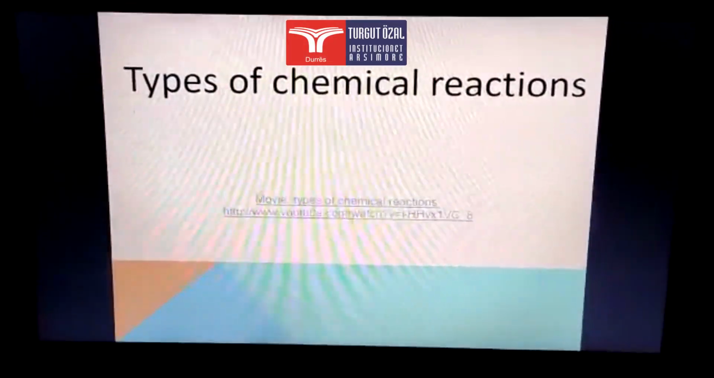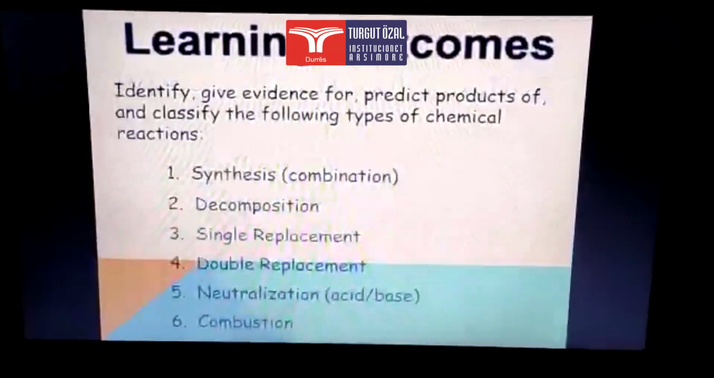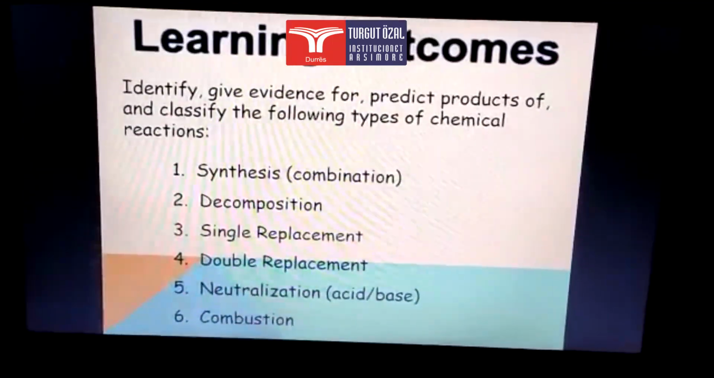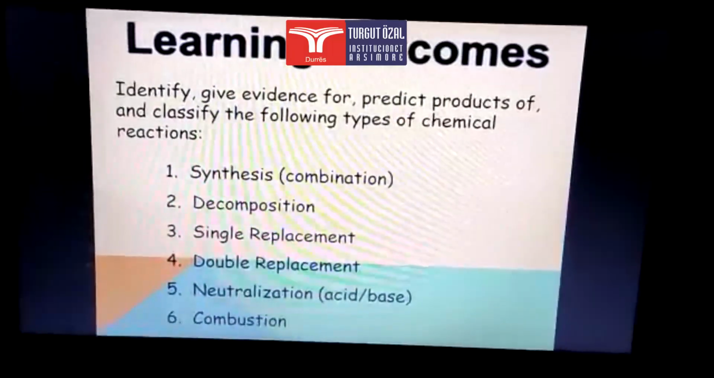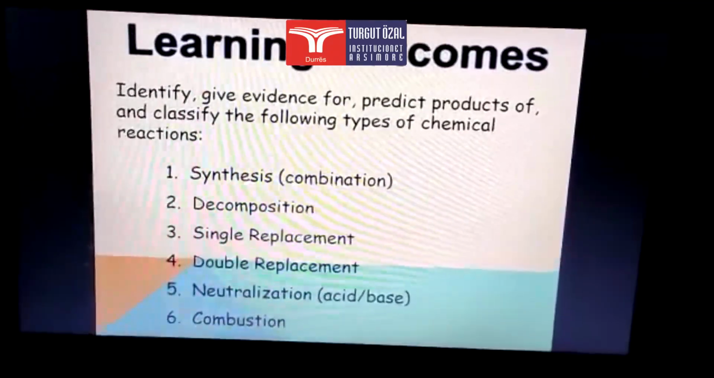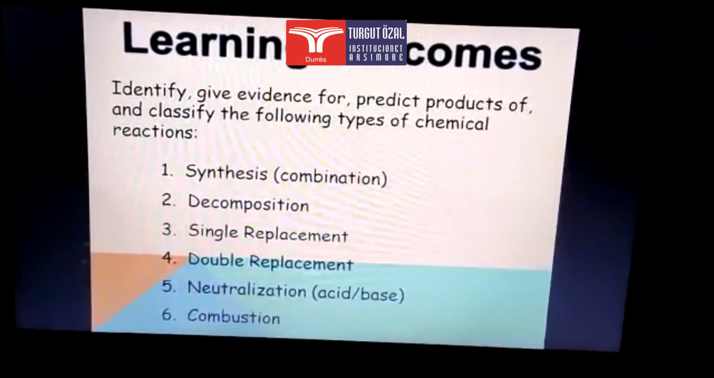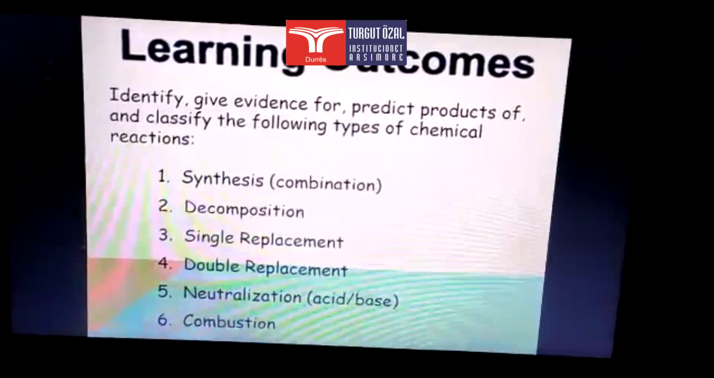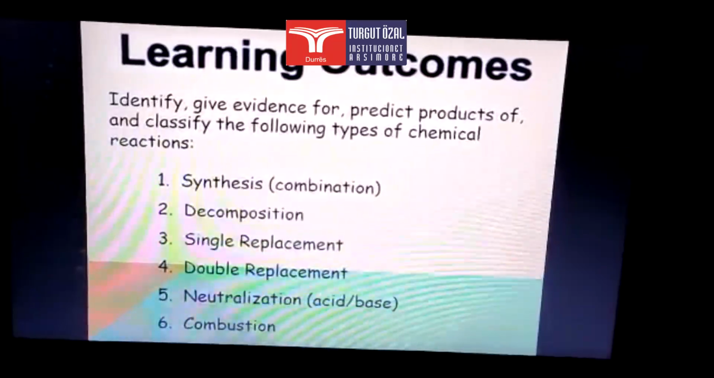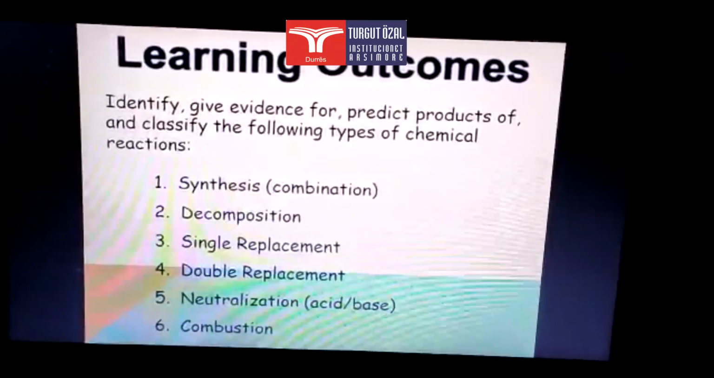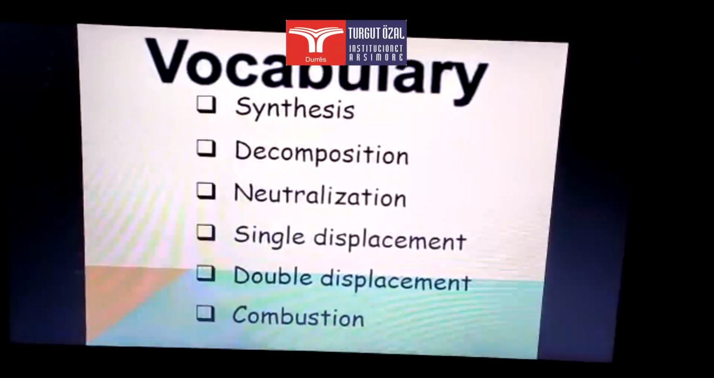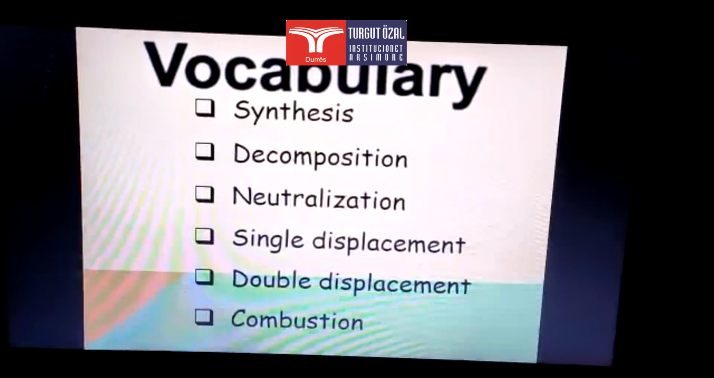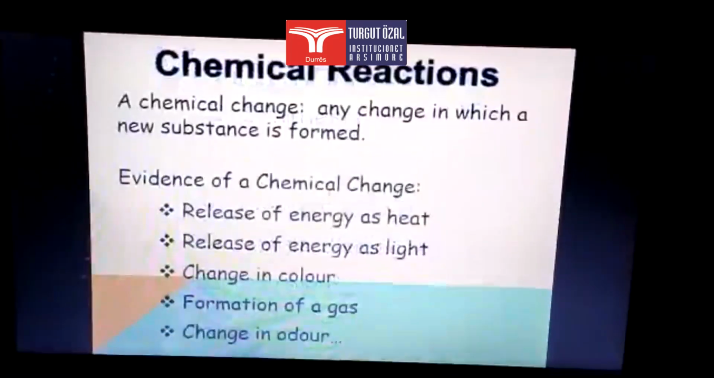Everyone, today's lesson will be types of chemical reactions. We have some learning outcomes for this lesson. The first one is synthesis, the second is decomposition, single displacement, double displacement, neutralization, and combustion. We have to identify and give evidence for, or predict products of, and classify the following types of these chemical reactions that I just mentioned. As vocabulary, we have synthesis, decomposition, neutralization, single displacement, double displacement, and combustion.